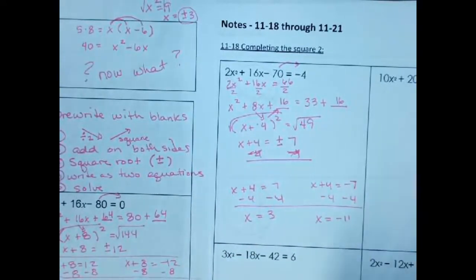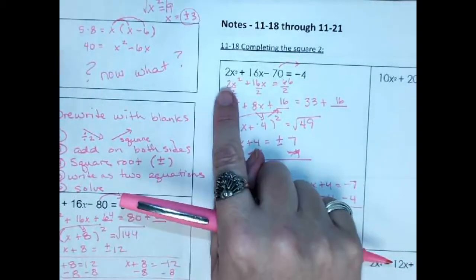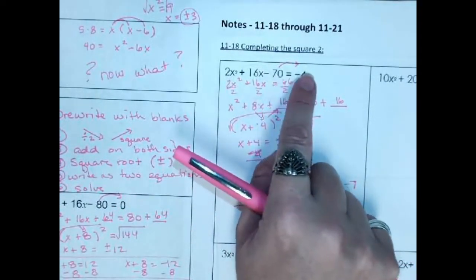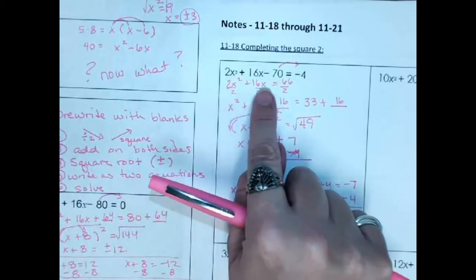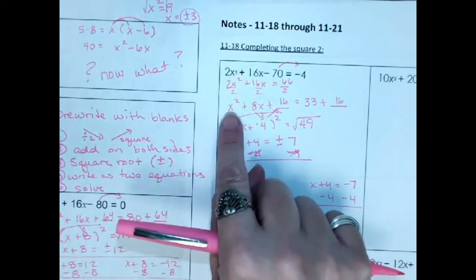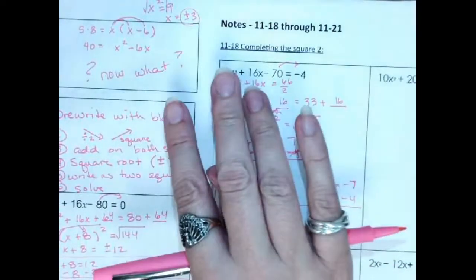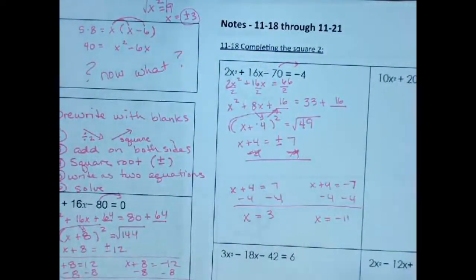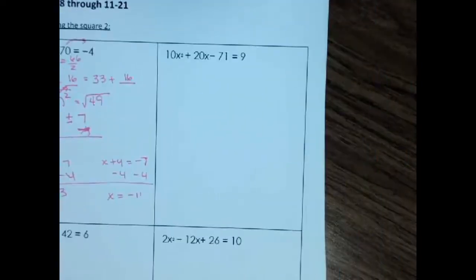So really, the only new step we're adding here is that after I move this to the other side, I'm just going to divide everything by whatever number is in front of the x squared, so that I get back to just having an x squared here. And that solves all my problems. And then the rest of these are basically exactly the same as what we were doing before. So let me just do a couple more examples for you.